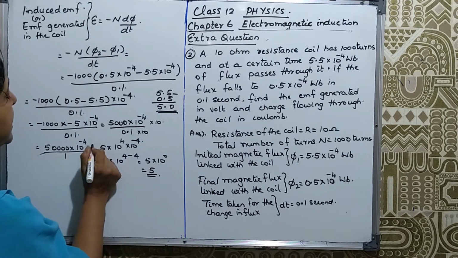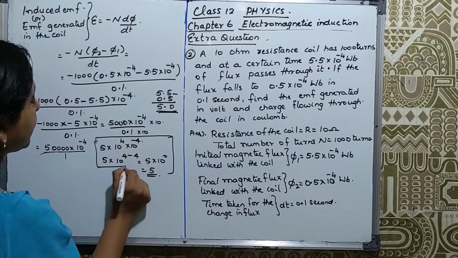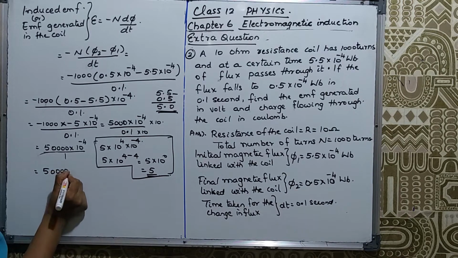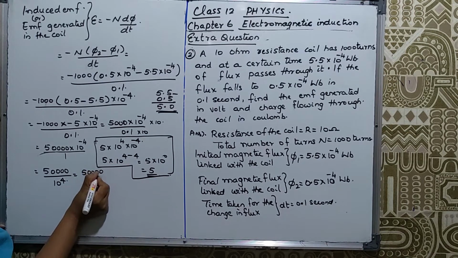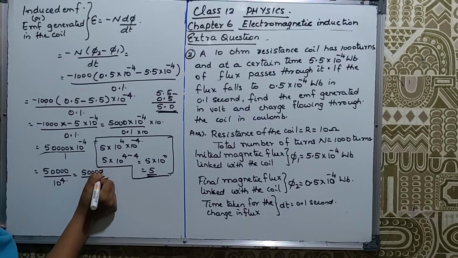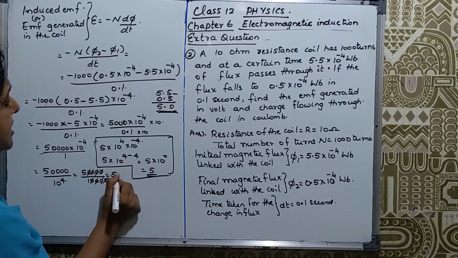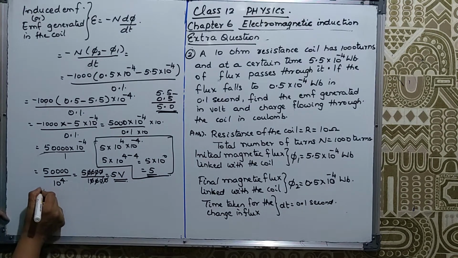This one I will just give as explanation actually. Here you can write one more method: 50,000 divided by 10 raised to minus 4 means 10 raised to 4. Like this also you can do. So, it will be equal to 50,000 divided by 4 zeros. You can cancel all the 4 zeros and you will get the answer 5. So, magnitude of induced EMF is 5 volt. So you got epsilon equal to 5 volt.